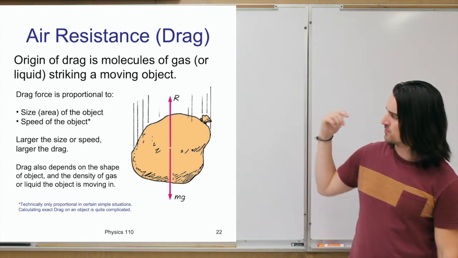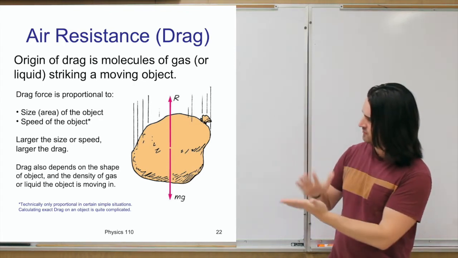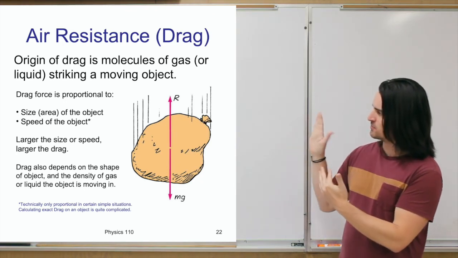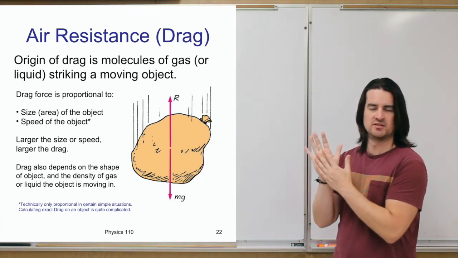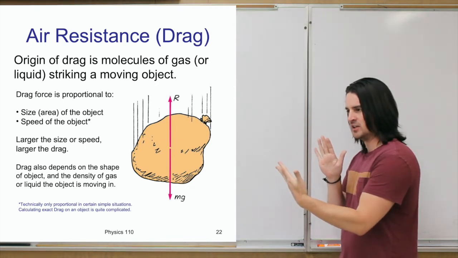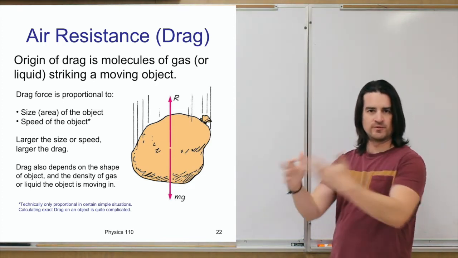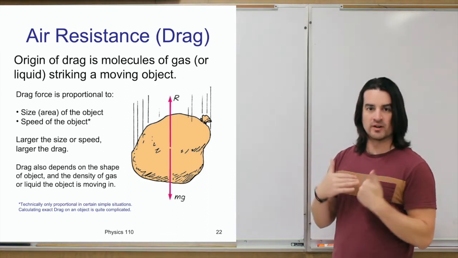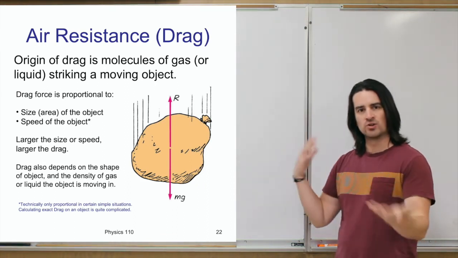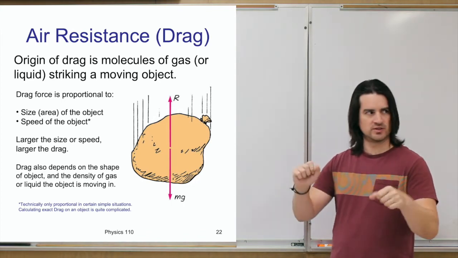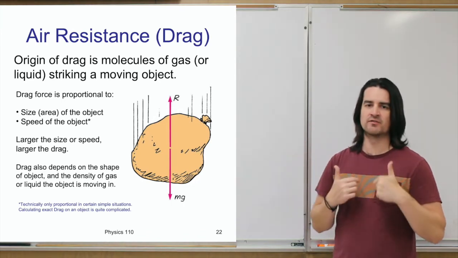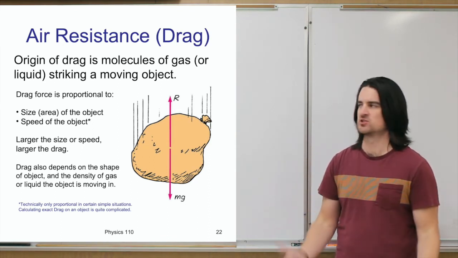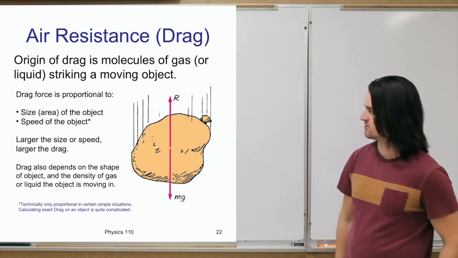So the drag force is proportional to the size, or the surface of the object that's moving through the air, and also proportional to the speed of the object. If you imagine biking through the air, you feel some air resistance. You bike faster, you feel more air resistance. If you're in a car or on a motorcycle and you're going very fast, then you feel a lot of air resistance. So the faster an object moves, the larger the air resistance.